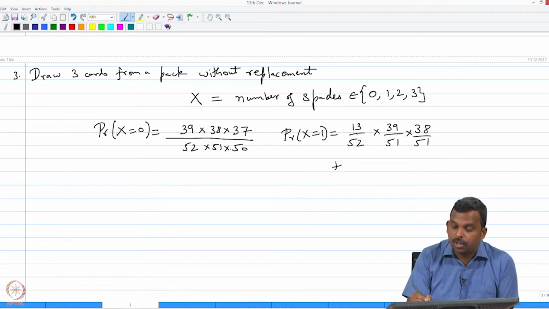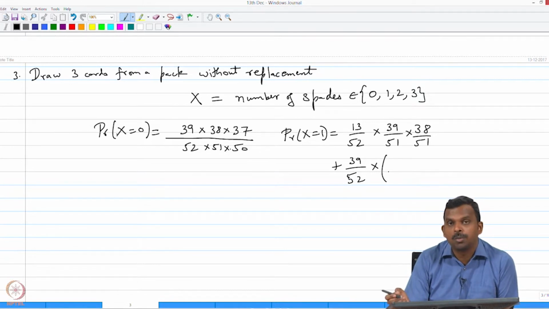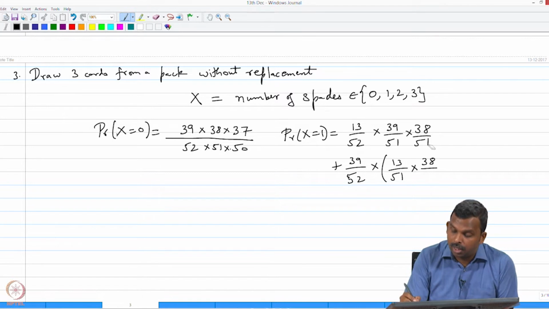Okay. So, that was the first possibility when I picked a spade, or I may not pick a spade in the first draw. Now, after this, there are two possibilities again. My second card could be a spade, which is 13 by 51 probability, and if my second card is a spade, then my third card should not be a spade, right. So, that will be 38 by 50. I am sorry, I put a 51 here, it should be 50.